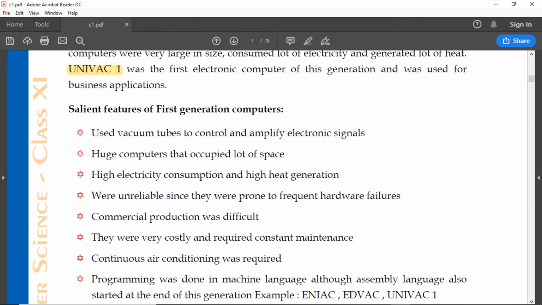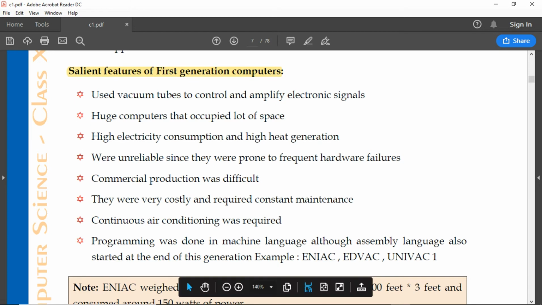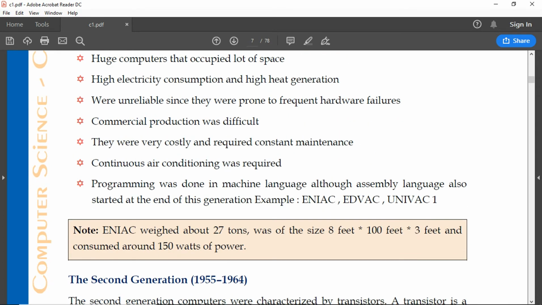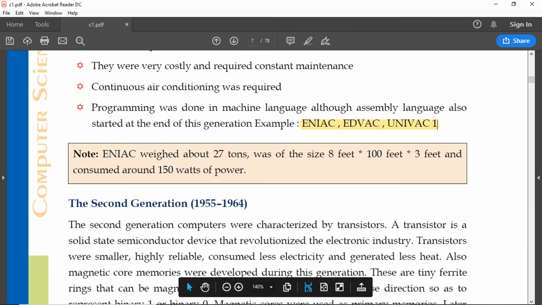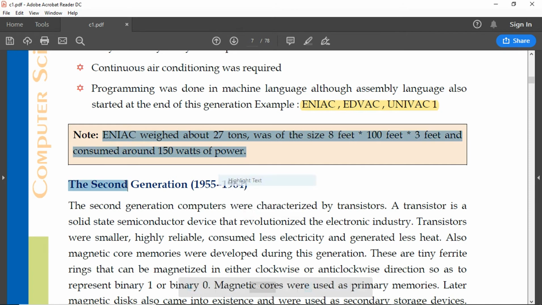Salient features of first-generation computers. Used vacuum tubes to control and amplify electronic signals. Huge computers that occupied a lot of space. High electricity consumption and high heat generation. Were unreliable since they were prone to frequent hardware failures. Commercial production was difficult. They were very costly and required constant maintenance. Continuous air conditioning was required. Programming was done in machine language, although assembly language also started at the end of this generation. Examples: ENIAC, EDVAC, UNIVAC 1. Note: ENIAC weighed about 27 tons, was of the size 8 feet * 100 feet * 3 feet and consumed around 150 watts of power.